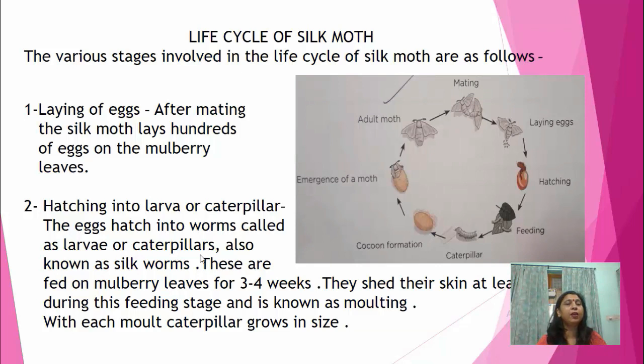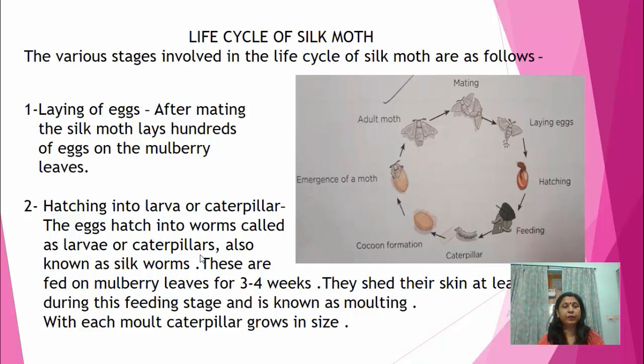सबसे पहले silk moth क्या करती है? अंडे देती है. After mating, the silk moth lays hundreds of eggs on the mulberry leaves. These silkworms, they feed on the mulberry leaves.